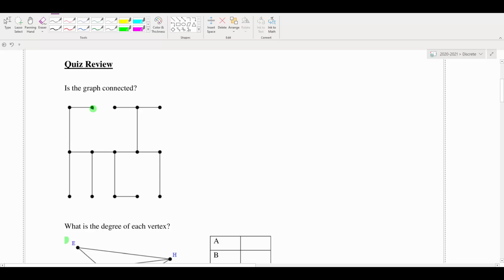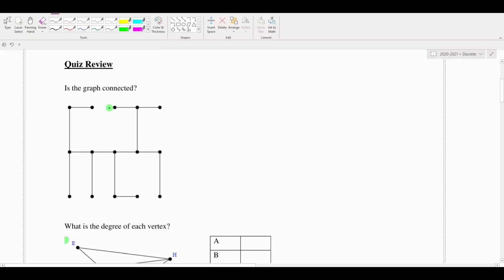This very first question, very simple, just asks, is the graph connected? The way that you can tell if a graph is connected is you should be able to pick any vertex on the graph, and from that vertex, you should be able to travel to every other vertex. In other words, there should be a path that takes you to every other vertex on the graph.